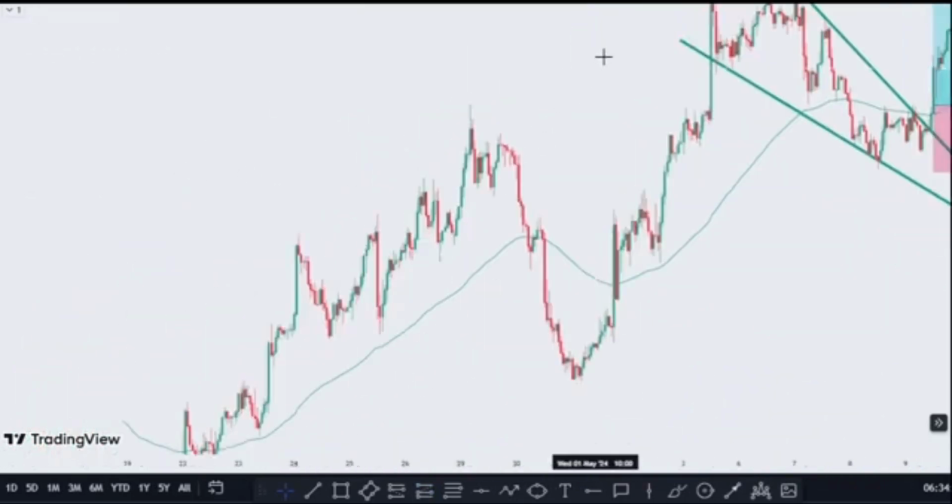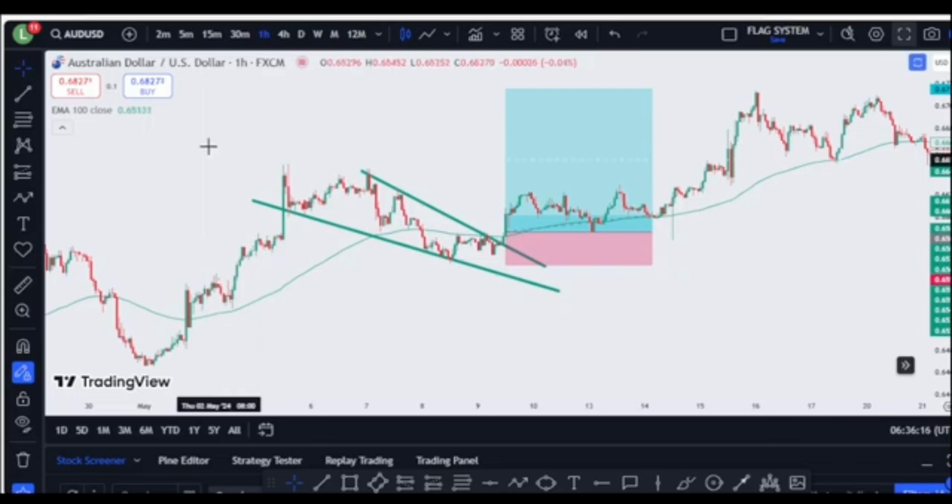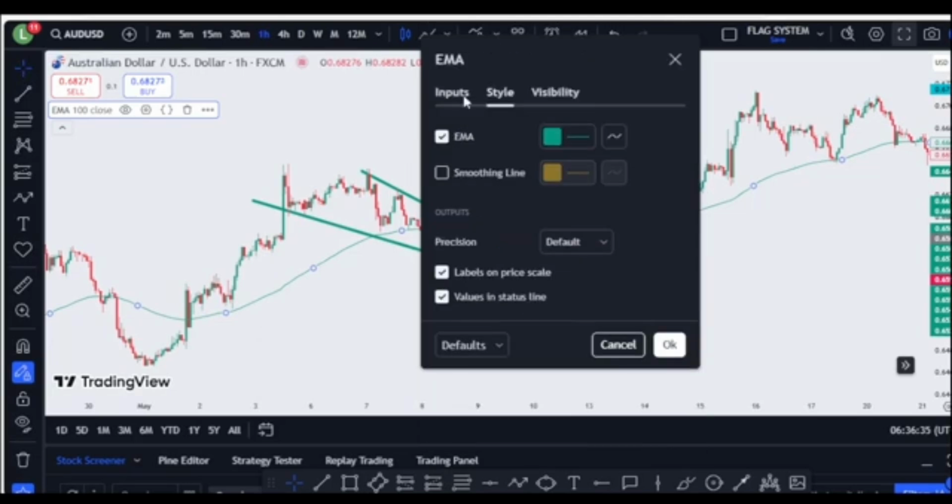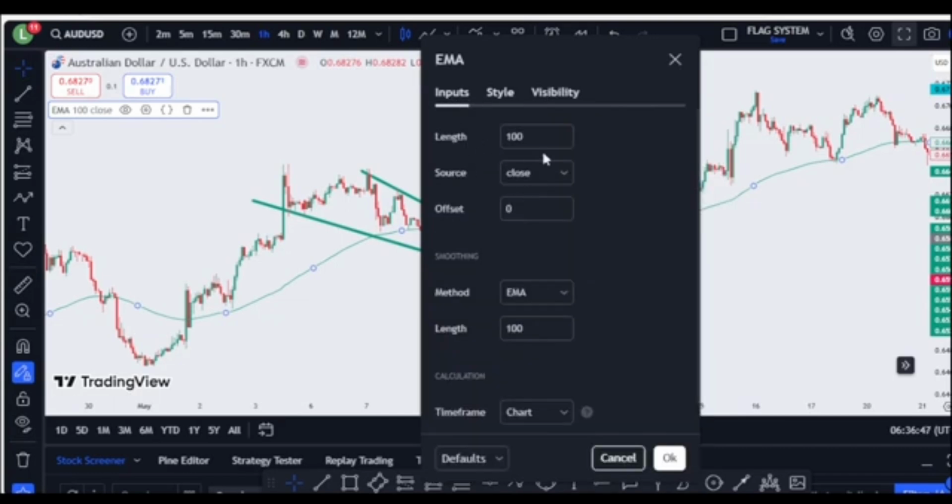So for you to set up this 100 EMA, once you have your indicator, what you have to do is open it. Once you open it, you can see under the input here, just follow my settings. 100 here, close, 0, EMA. You select EMA here, then 100 for the EMA length. Nothing special. This is the most important one. Then under the style, you can change the color that you want. But the input settings are the most important. Change this one to 100, this one to 100 EMA. Just follow this setting here. Simple as ABC.